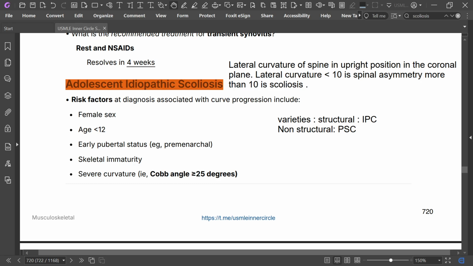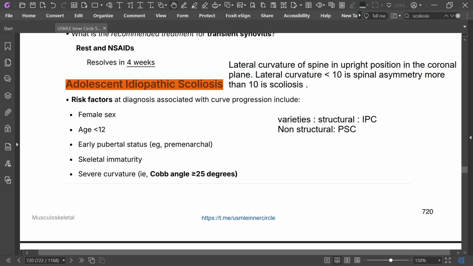What is adolescent idiopathic scoliosis? It's a lateral curvature of the spine in upright position in the coronal plane. If the lateral curvature is less than 10 degrees, it is spinal asymmetry, and if the lateral curvature is more than 10 degrees, it is scoliosis.